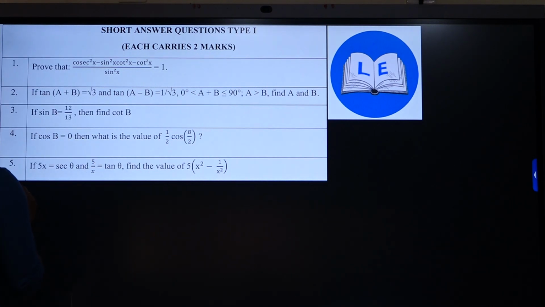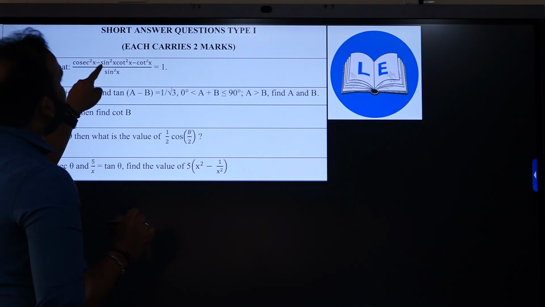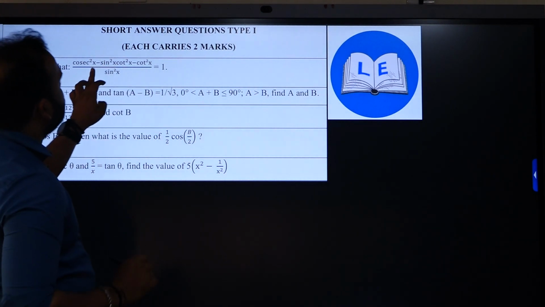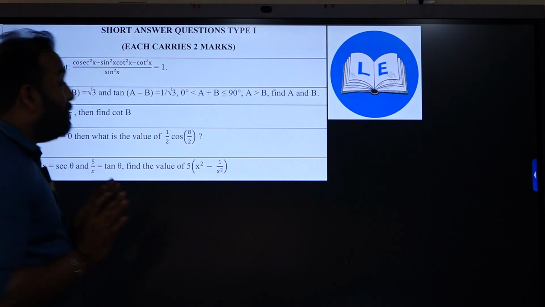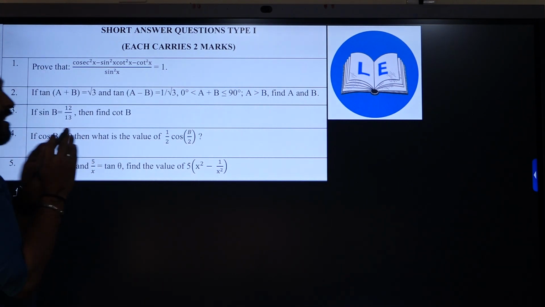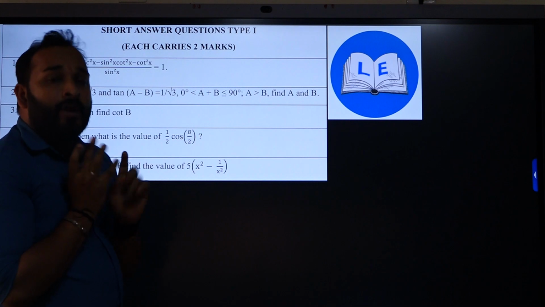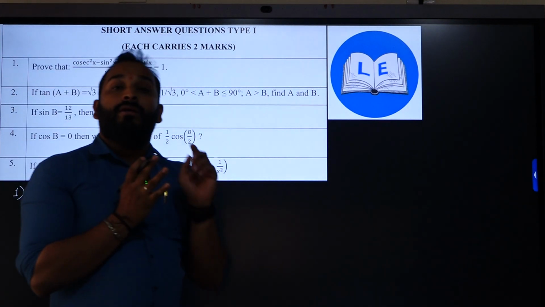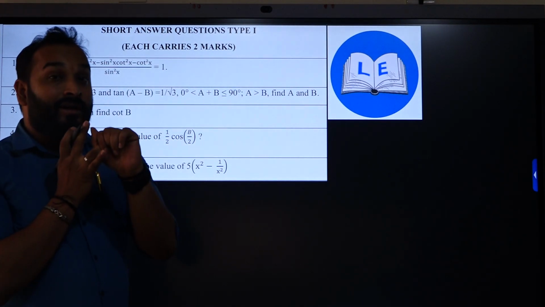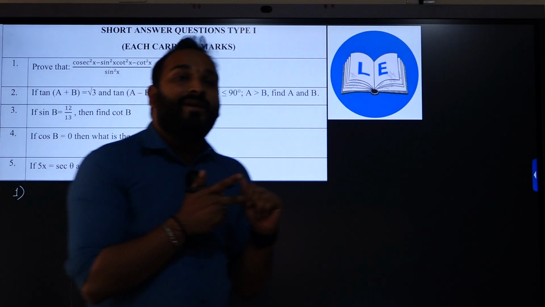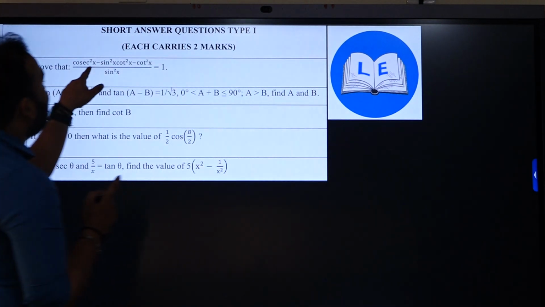So the first question: prove that cosecant square x minus sin square x into cot square x minus cot square x divided by sin square x is equal to 1. Whenever you look at this, children, try to recall the identities you know. You know sin square theta plus cos square theta is 1. You know secant square theta minus tan square theta is 1. You know cosecant square theta minus cot square theta is 1. You can see that identity there.